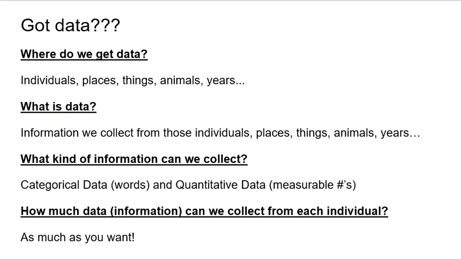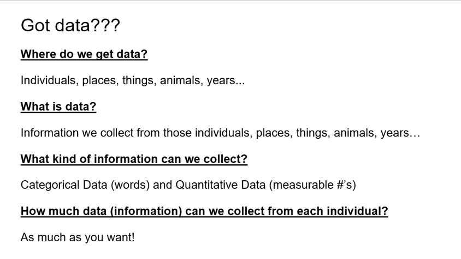So first thing is, we've got data. Where do we get data? Data comes from really anywhere: individuals, places, things, animals, years. We could look at any object and collect data from it. So what is data then? Well, data is information that we collect from those individuals, places, things, animals, years.